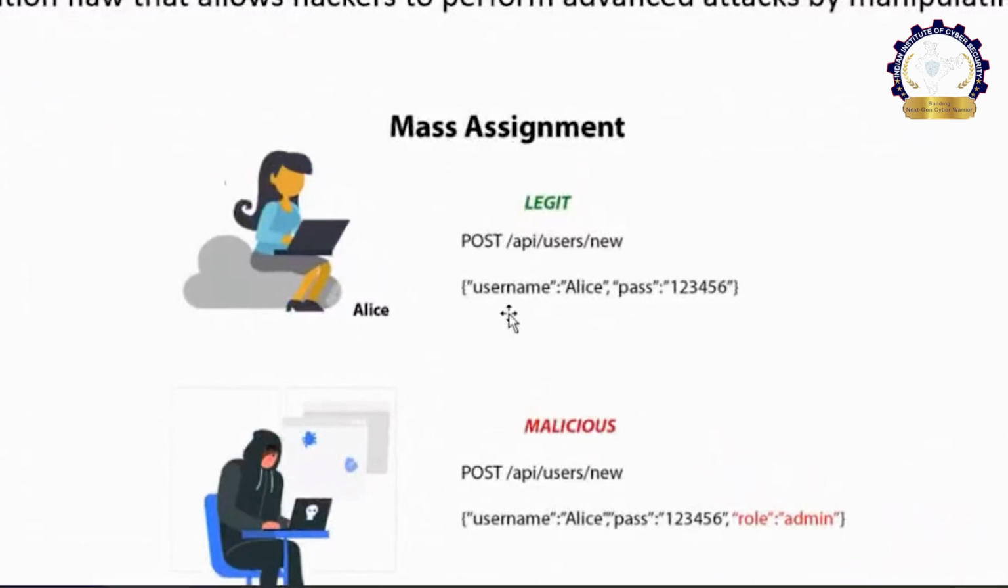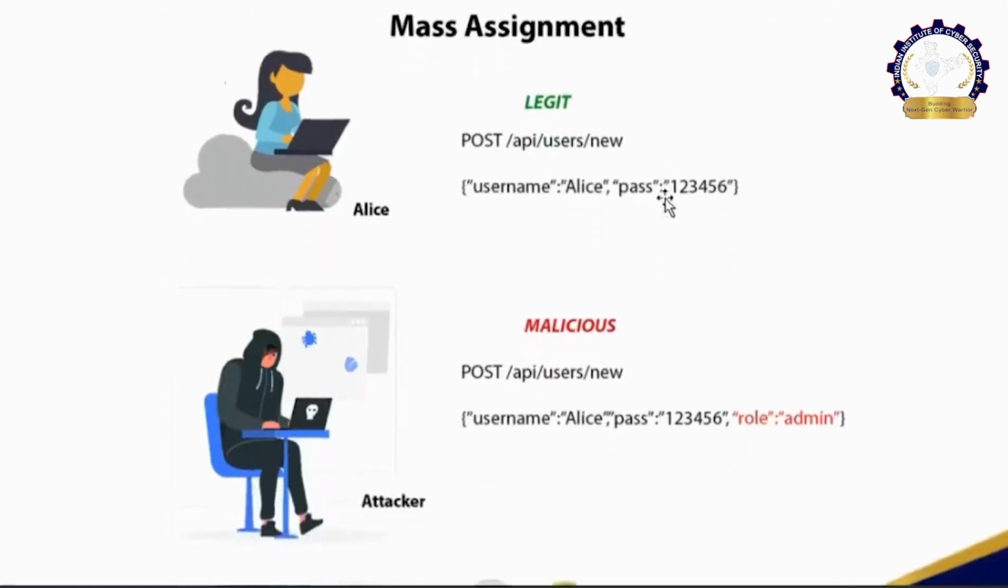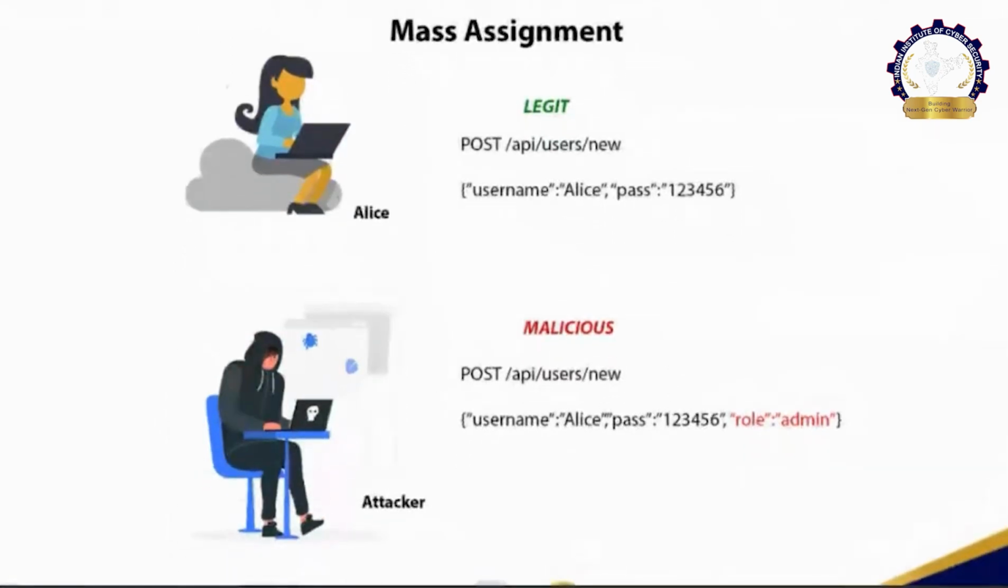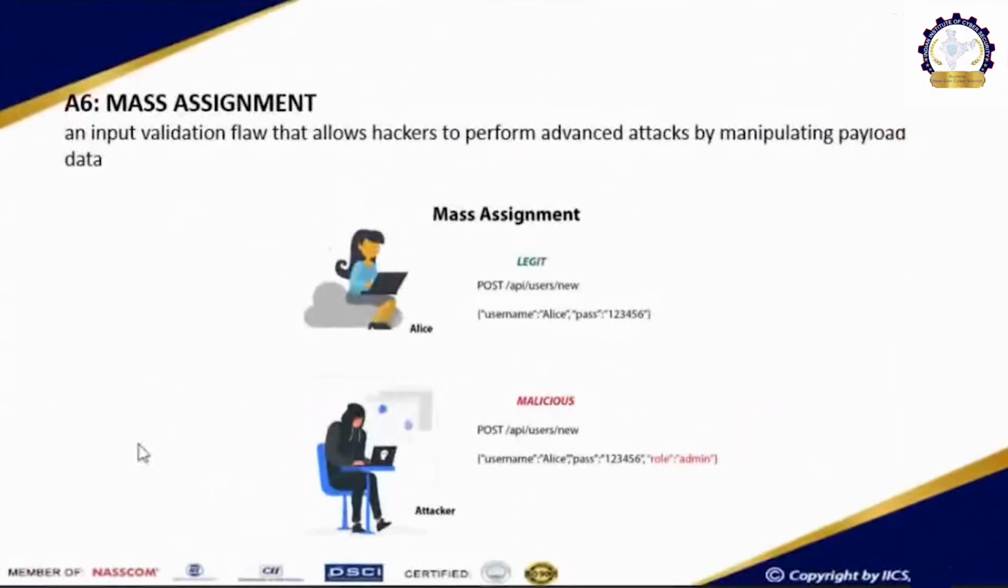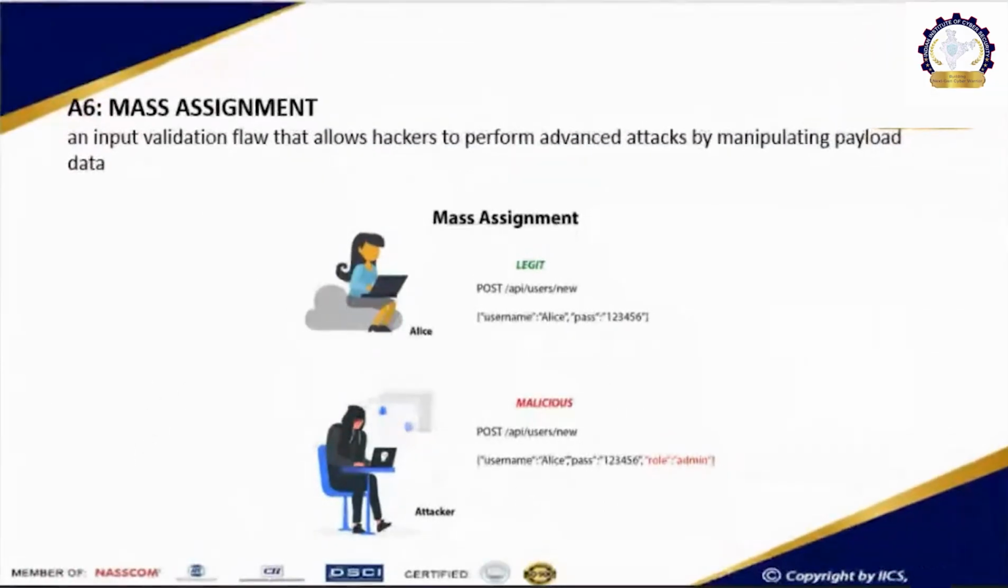This is Alice. She's a legit person. She's using this endpoint, this POST API users new, with the username Alice and password. So this is the normal thing. What a malicious attacker is doing here is he is using the same API endpoint, but along with username and password he is using one more field, that is role equal to admin, and he will get that admin access. If this happens, it comes under mass assignment attacks.